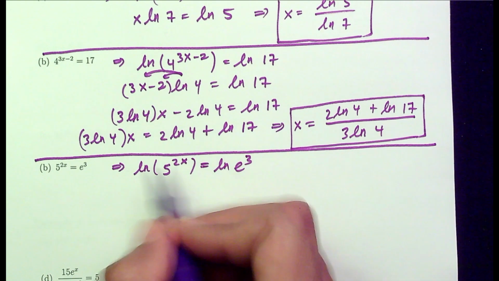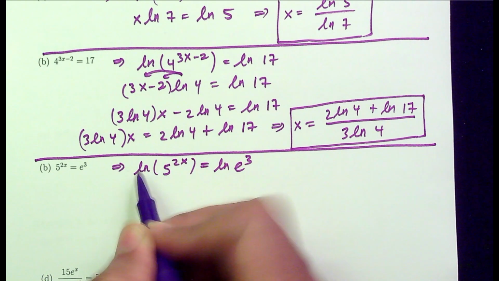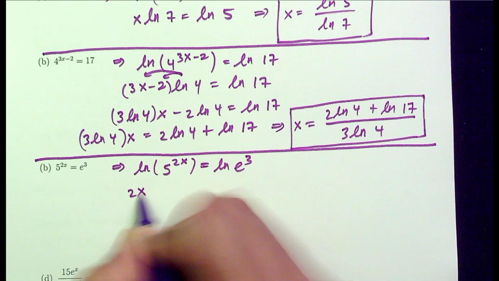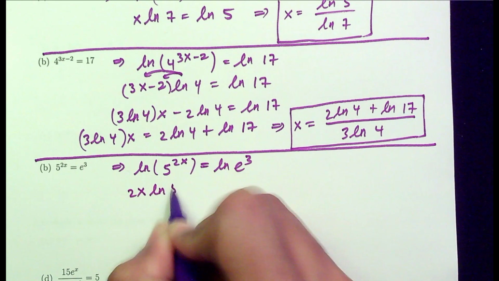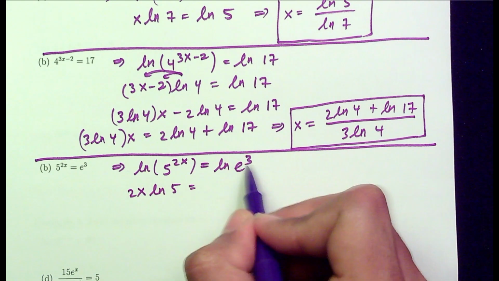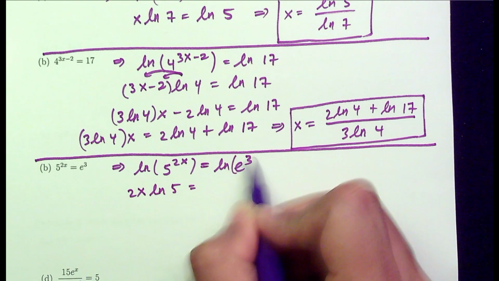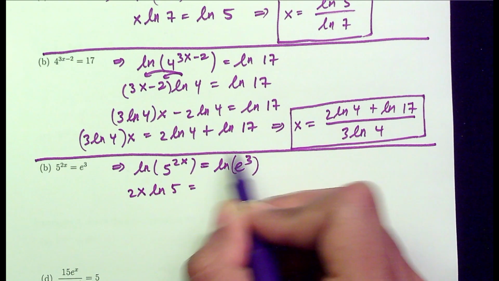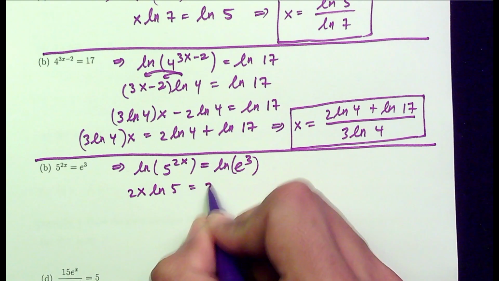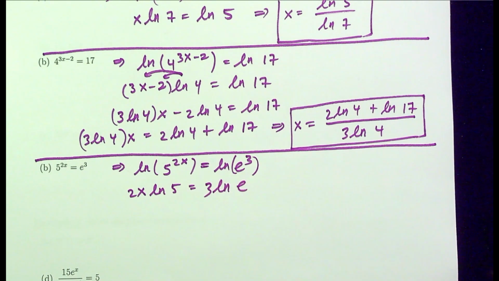Then, using the property of logarithms, the 2x moves to the front. So this is 2x ln of 5 equals, and here, this exponent that you see, this 3, this cube moves to the front. So the 3 moves to the front. So this is 3 ln of e.